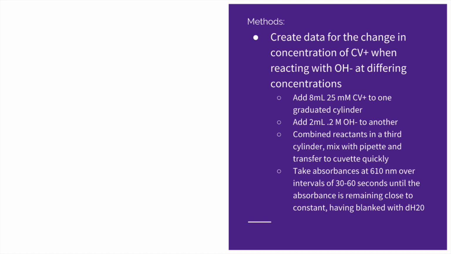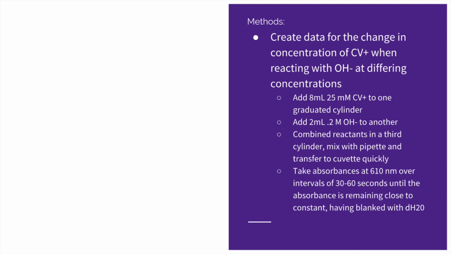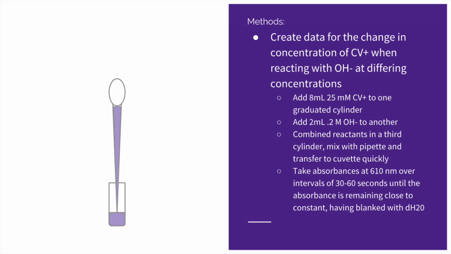Once all the calibration curve data has been collected, you must create the data for the change in concentration of crystal violet when it is reacted with hydroxides at differing concentrations. First, add 8 milliliters of crystal violet to one graduated cylinder and 2 milliliters of hydroxide to another. Then, combine the reactants into the third graduated cylinder and mix with the pipette. Then, take the sample and add it to the cuvette. Then quickly apply it to the colorimeter and start taking absorbances based on time intervals of 30 to 60 seconds.